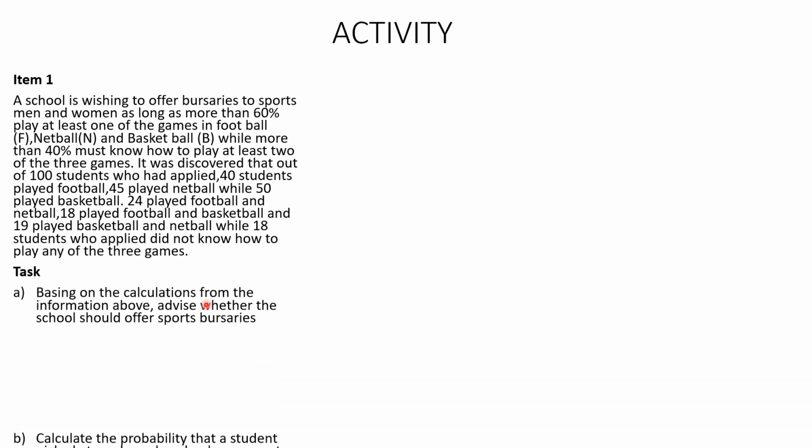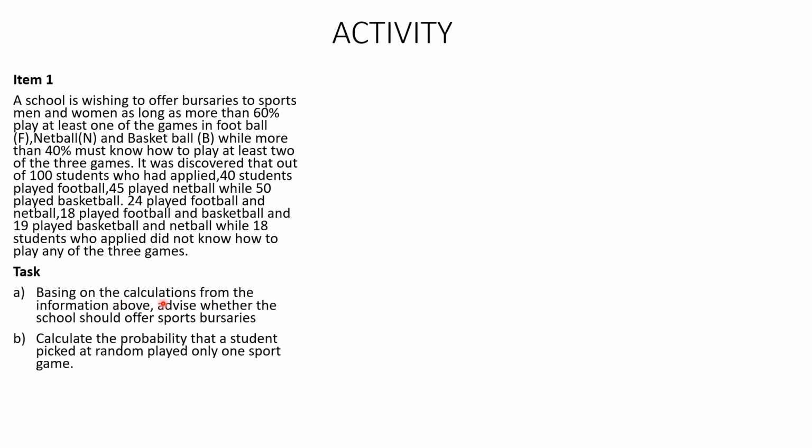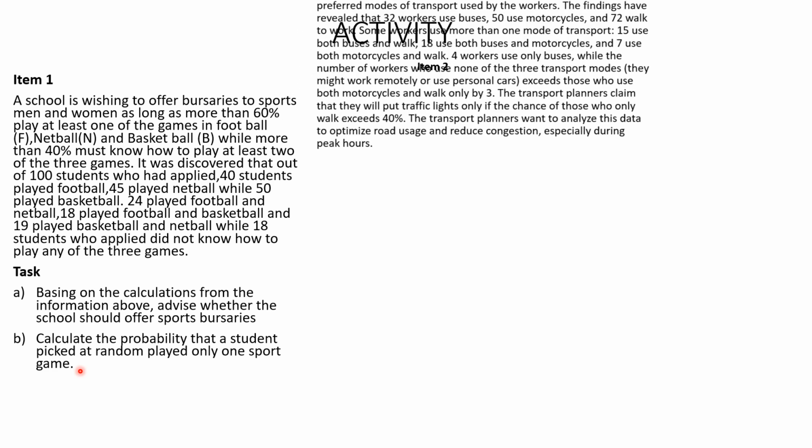And then here, the task. Basing on calculations from the information above, advise whether the school should offer sports bursaries. Then calculate the probability that a student picked at random played only one sport game. So that is task 2.